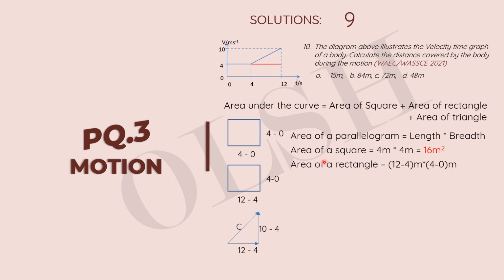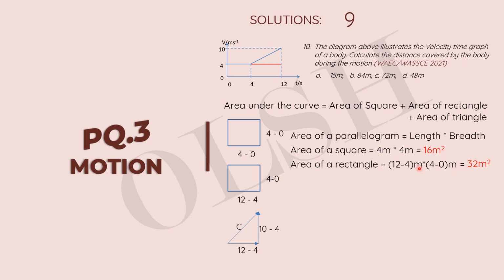Then we get the area of the rectangle, same approach, length times breadth. So we have 12 minus 4 by 4 minus 0, which is 8 times 4, which gives us 32.